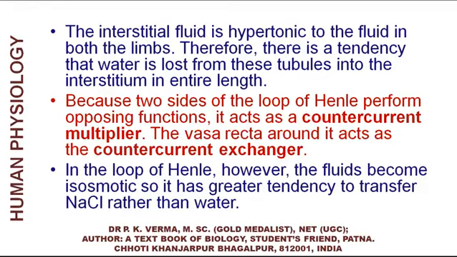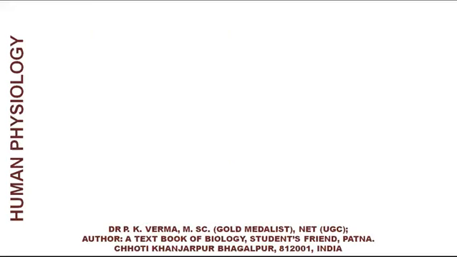Because the two sides of the loop of Henle perform opposite functions, it acts as a countercurrent multiplier. The vasa recta around it acts as the countercurrent exchanger. In the loop of Henle, however, the fluids become isosmotic, so it has a greater tendency to transfer sodium chloride rather than water.